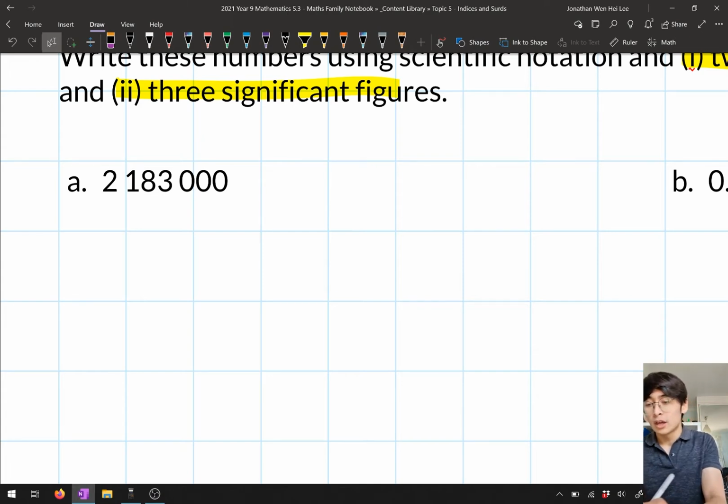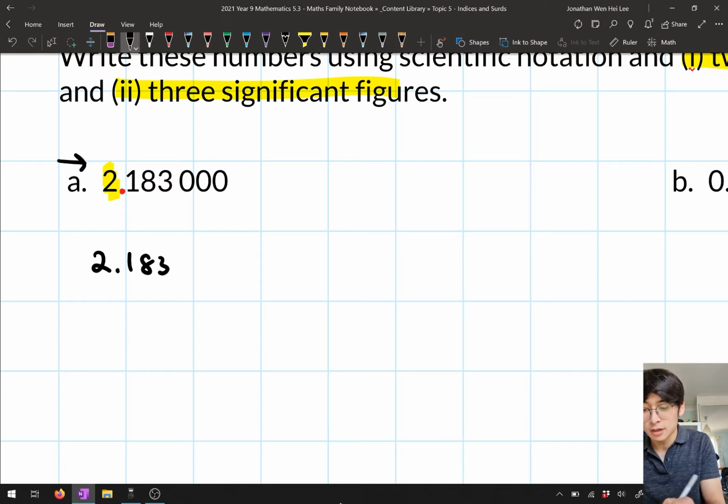So what I said was, the best way to start off is just to write this in regular scientific notation. So what we do is we go from left to right and we find the first significant figure, which happens to be 2, and we just put a decimal point after it. So here, I'm going to put this decimal point here. So I'm going to write 2.183, and I'll stop at the zeros, times 10 to the power.